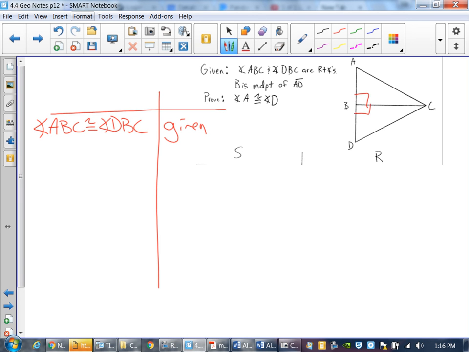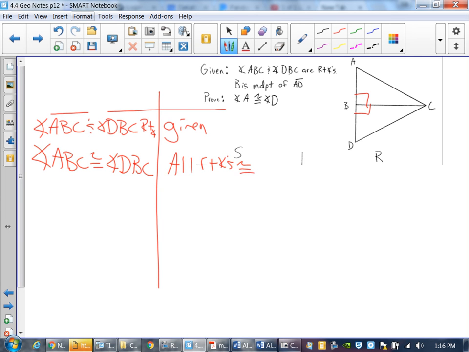You mark it. On your progression sheet, it tells you if you're given right angles, what do you know about them? They're congruent. Oops, I forgot that wasn't given. So now those two angles are congruent, because all right angles are congruent. Why? Because my sheet tells me so. I go to the next one.